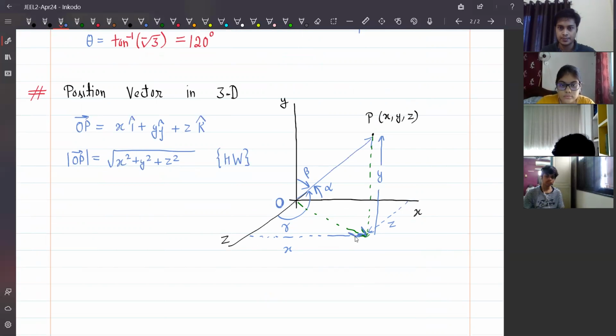This is xi cap. Then y, and this is z. So you're adding up three vectors. You can imagine it like this. This is your x, xi cap. So from O to A is xi cap. Then from A to B, that is zk cap. We like to write k cap after i cap, j cap. Then from point B to P, we have yj cap.